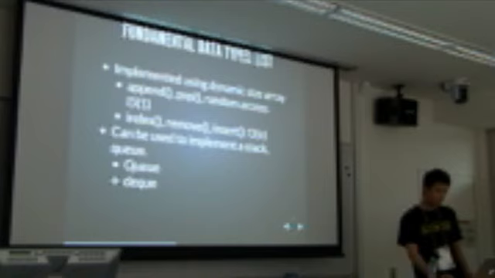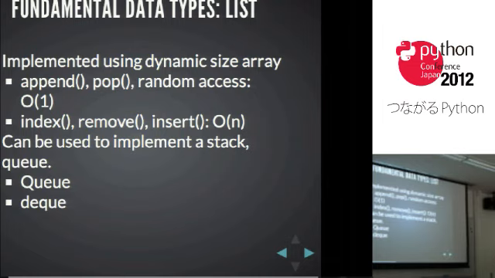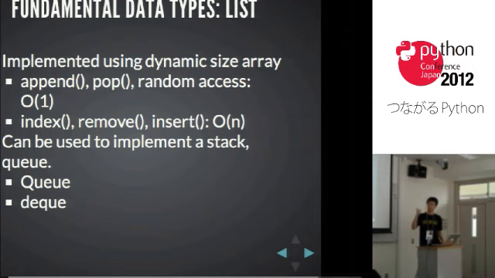One cool thing about list in Python is you can use it to implement a stack or queue, but only a simple one. Why? Because if your program uses multi-threading, then this is not thread safe. Let's see.